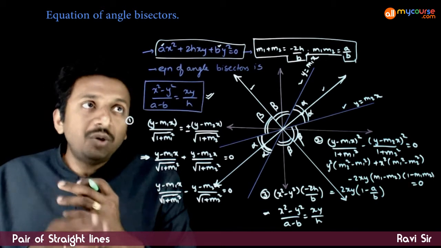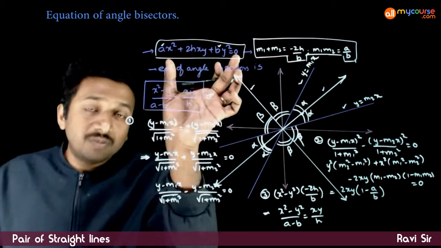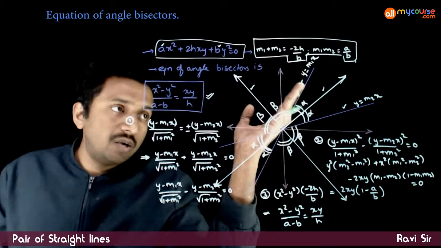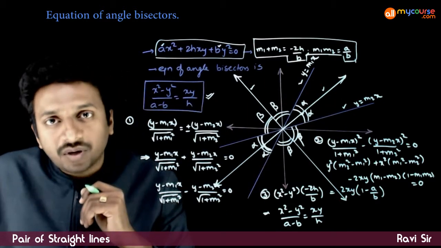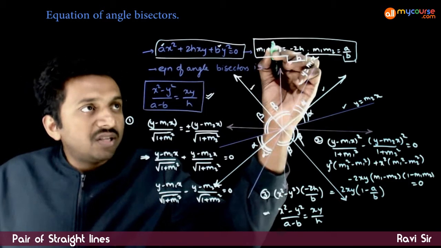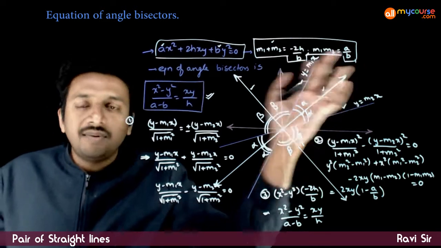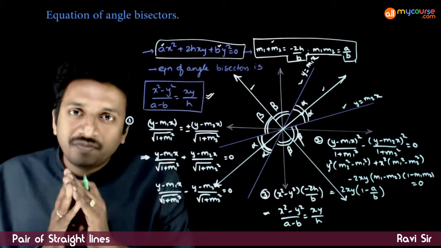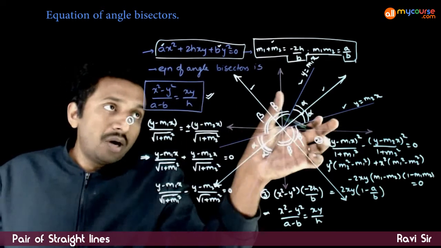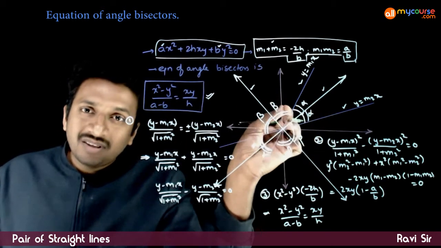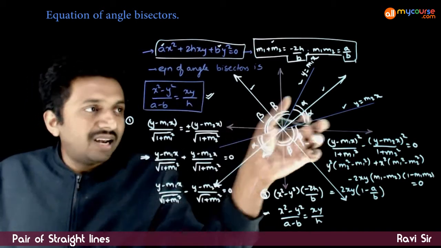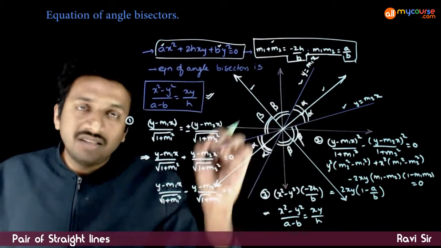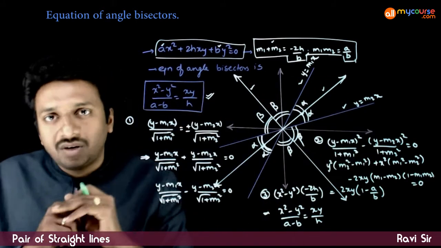So first we assume that this pair of lines is made up of y is equal to m1x and y is equal to m2x. And m1 plus m2 is equal to minus 2h by b, m1 m2 is equal to a by b. These are two equations which we know. So what is the equation of the bisector of the lines y minus m1x is equal to 0, y minus m2x is equal to 0?